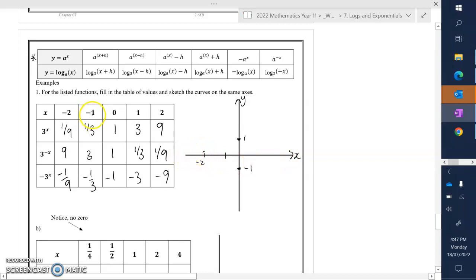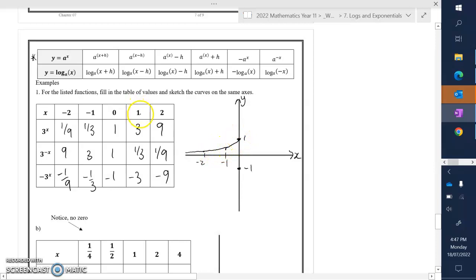As we move towards 0 and go to minus 1, I'm getting a little bit bigger, so my number's a third. So I should be about a third of a way up there. And then I'm going to hit the point 0, 1 here. So my graph to start with, it's going to look like this.